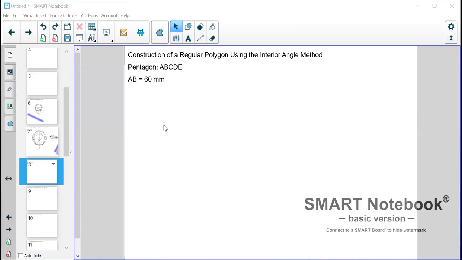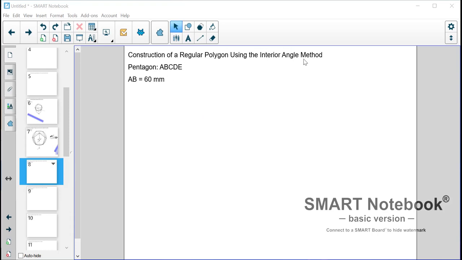Hello students. In this video, I will demonstrate how to construct regular polygons using the interior angle method. In the previous video, I demonstrated how to construct regular polygons when given the length of one side. I also mentioned that that method was a universal method where you could construct any polygon. Now, this method is also a universal method, with which you can construct any regular polygon.